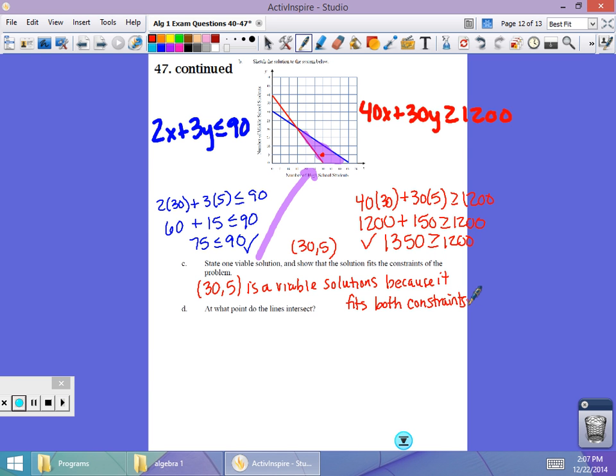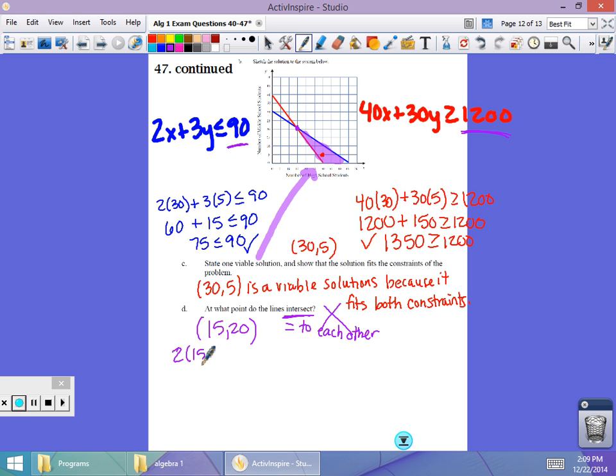And then the last question asks where they intersect. Where they're intersecting, that's where the lines are crossing. It's at this point right here. It's also where they are equal to one another. If I look in my graph, it's at 5, 10, 15, 20. At 15, 20, so I'm going to plug 15, 20 in to make sure that they are equal to 90 and equal to 1200. So if they're asking for intersections, it needs to equal whatever the number is.